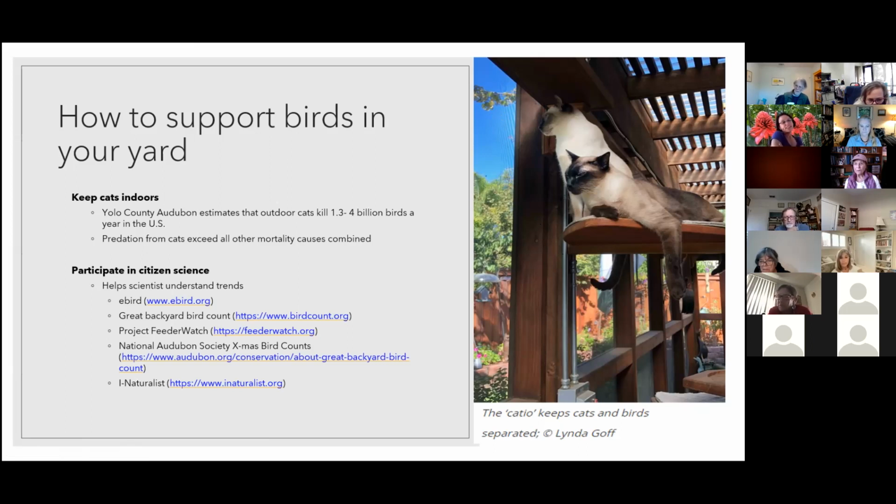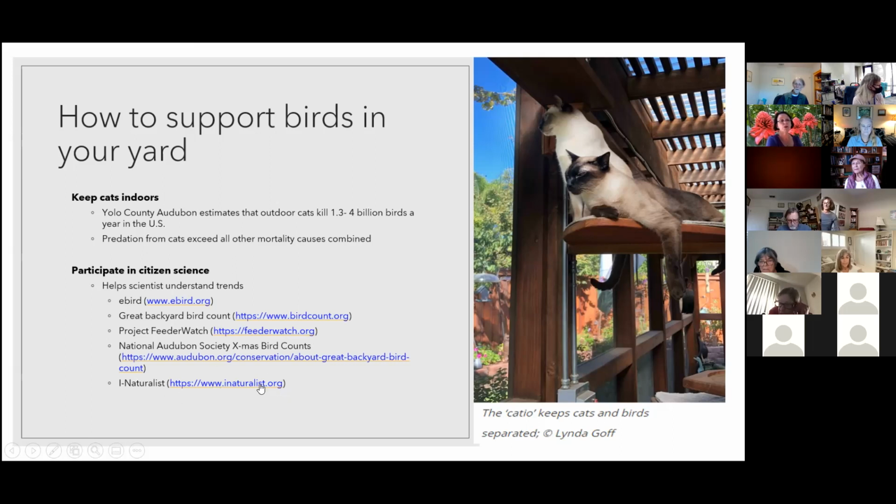Another nice thing to do is to participate in citizen science. If you observe wildlife in your yard, whether that be lizards or insects or birds, it's nice to report on it because it helps scientists understand trends in our backyards and in nature in general, or in a specific region. There are different platforms where you can report what you see, or even upload pictures, such as on iNaturalist.